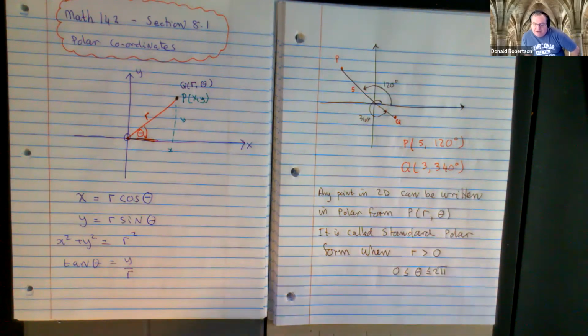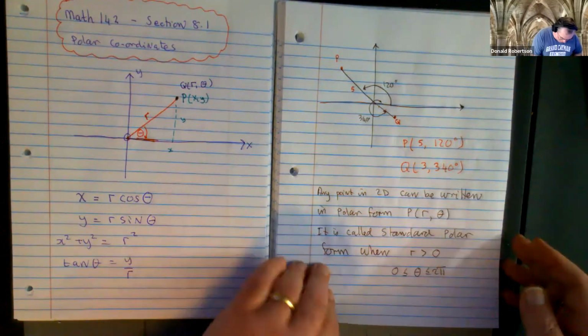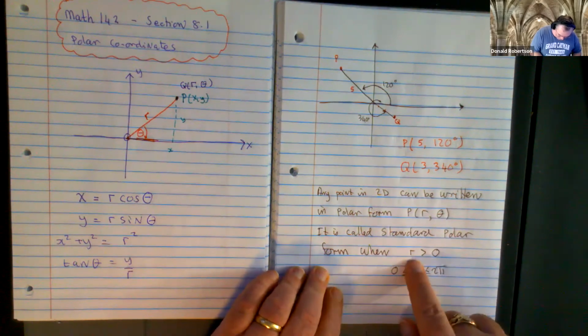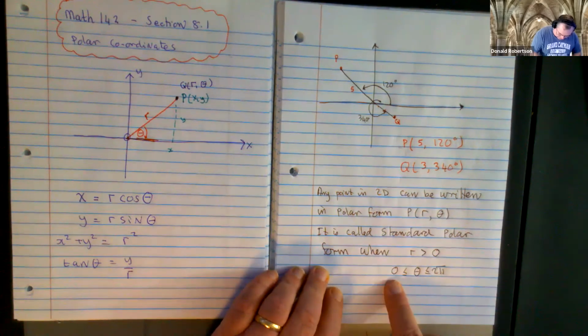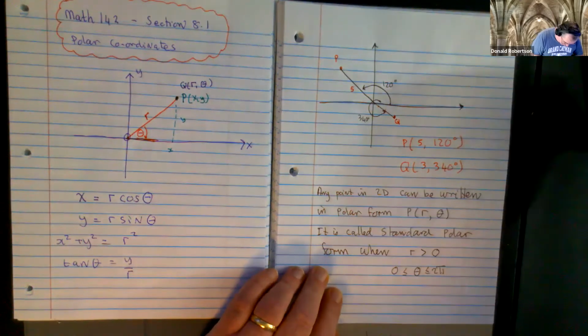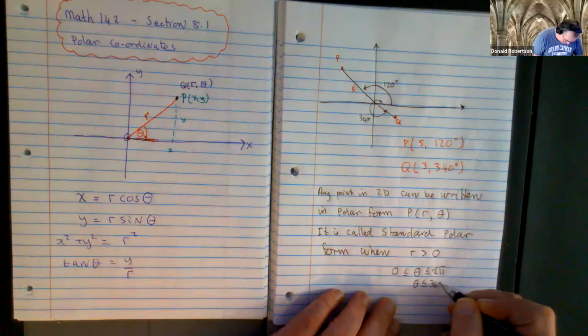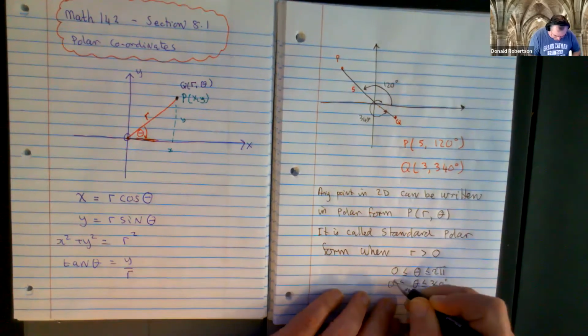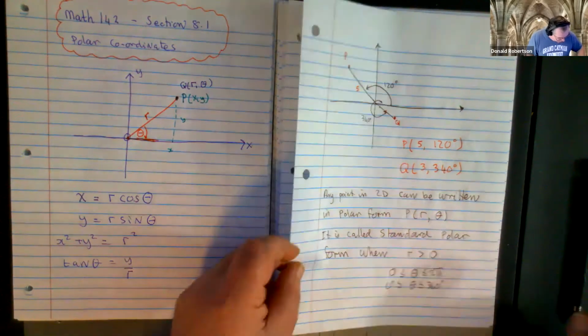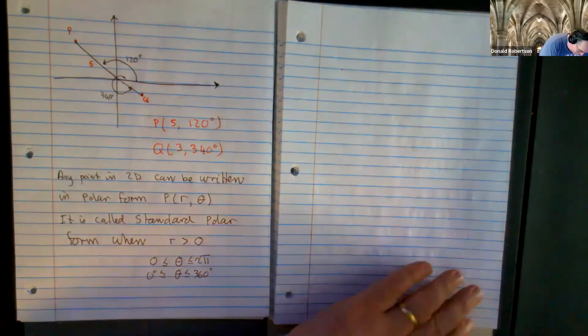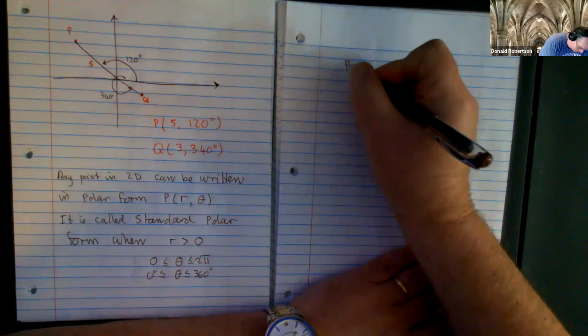There are many different ways of telling a point in 2-dimensional space using polar coordinates, right? But when you use an r value that's positive and a theta that's an angle 0 to 2 pi, also 0 to 360 if you're talking degrees, then we say it's in its standard polar form, which is typically the way you would like to use a point. I'll give you an example of something that doesn't fit that bill.